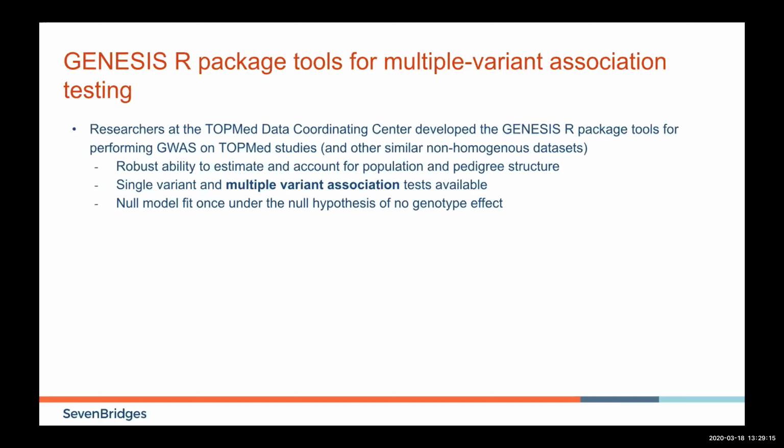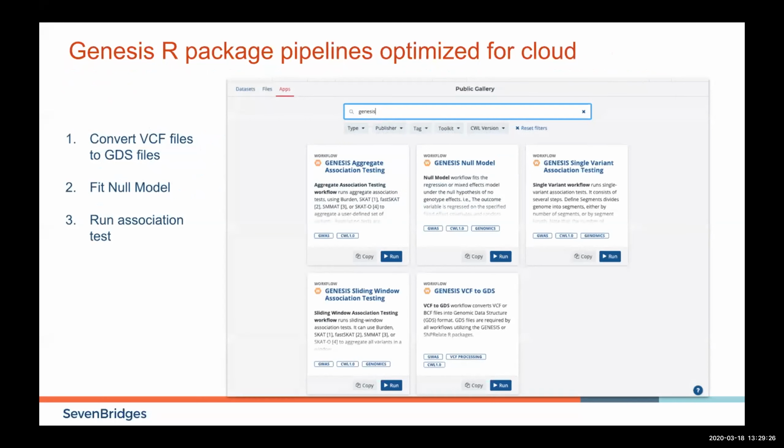They have both single variant and multiple variant association tests available. And then just a quick note that the researcher goes through a process of fitting a null model once under the null hypothesis of no genotype effect. Seven Bridges worked with the TopMed Data Coordinating Center to bring the Genesis association pipelines to BioData Catalyst in the common workflow language, which we've touched on in our various presentations in this workshop. So this screenshot shows the workflows in our public apps gallery after the researcher has searched for Genesis. So then they're seeing these 5 different workflows pop up.